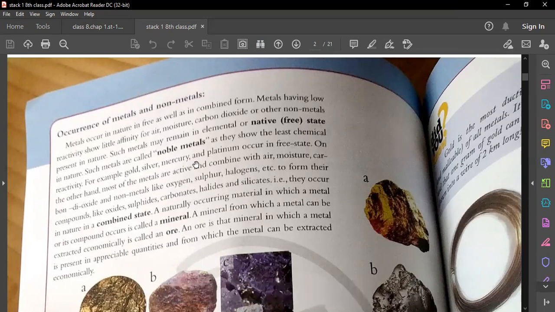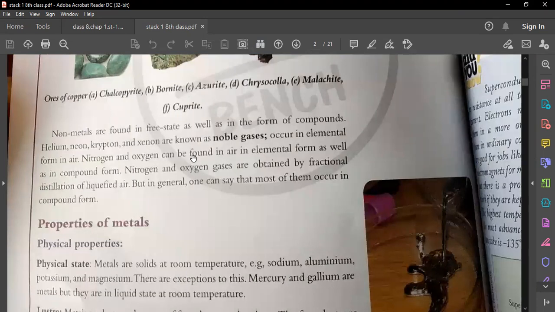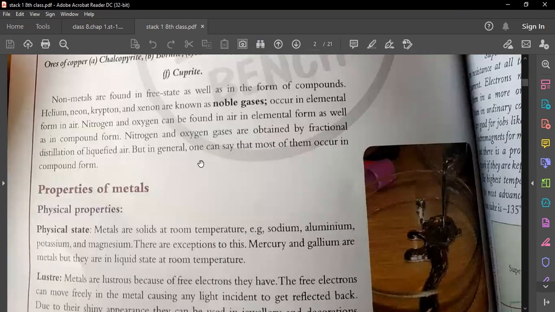Any doubts up to this? No, sir. Then what is the meaning of noble gases? The gases which do not react with any other metal. The elements which have an octet configuration in the outermost shell and do not react with other metals are called noble gases.